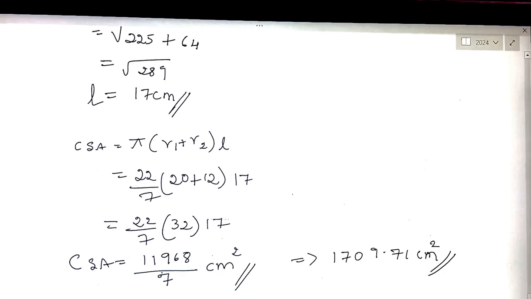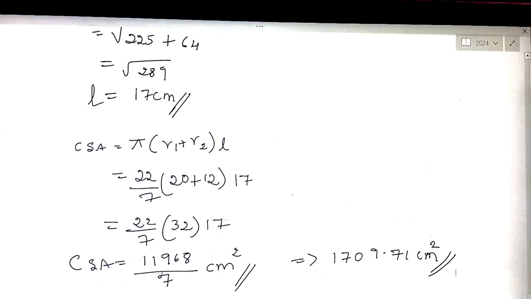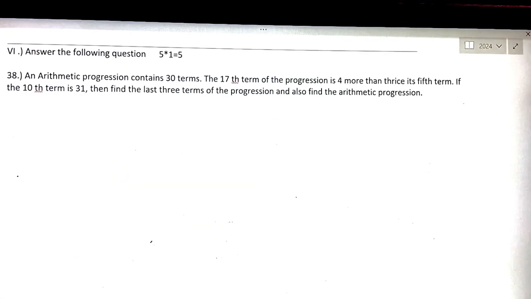So now moving on to the 5 marks question. So we have only one 5 marks question. Okay, so now let's move to the last part of this question paper. So that is Roman number 6, 5 marks question. So we have one 5 marks question, that is 38th question. An arithmetic progression contains 30 terms. The 17th term of the progression is 4 more than thrice its 5th term. If the 10th term is 31, find the last 3 terms of the progression and also find the arithmetic progression.